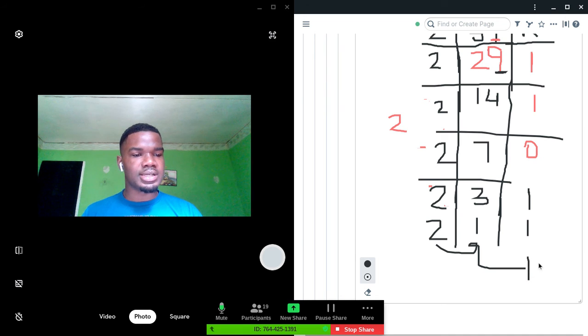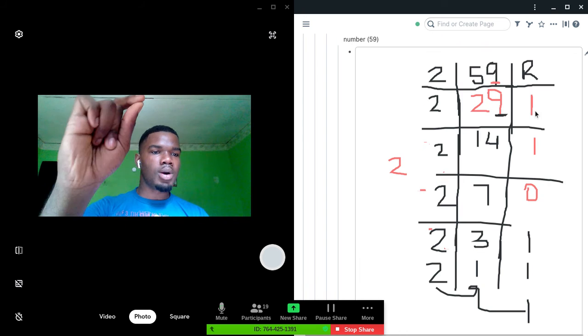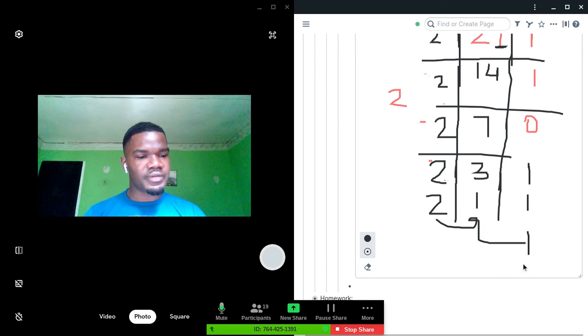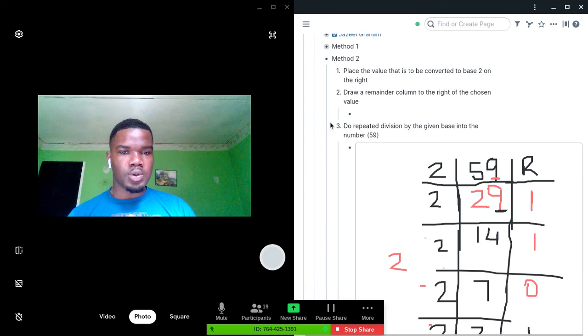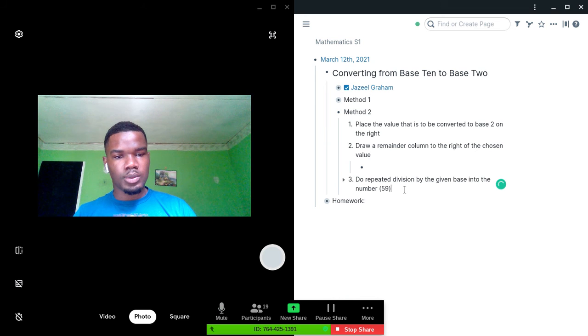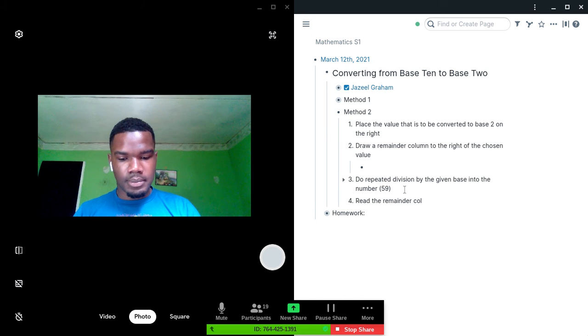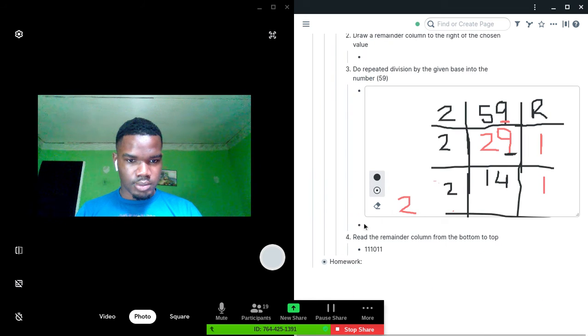You're going to say the answer, starting from the bottom going up, is 1, 1, 1, 0, 1, 1. So you always read the value from the lowest going up. So that's the next rule. After you've done the repeated division, read the remainder column from bottom to top. Hence 1, 1, 1, 0, 1, 1. Clear, everybody?